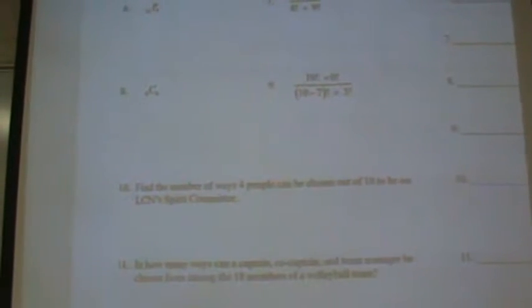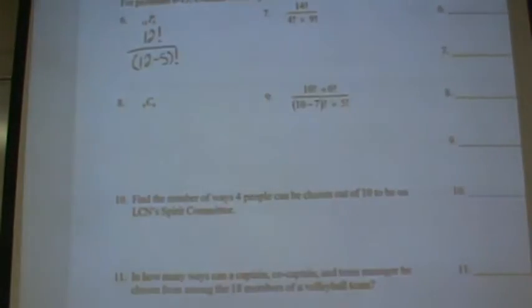On the back, 6 through 9 were pretty much ones that you were just going to plug into the calculator. For 6 and 8, though, I would like to see at least the ratio set up, or the fraction set up. So for number 6, you have a permutation. So to set up the fraction, you're going to have 12 factorial over 12 minus 5 factorial. And then you can either plug this fraction into the calculator or the original problem into the calculator.